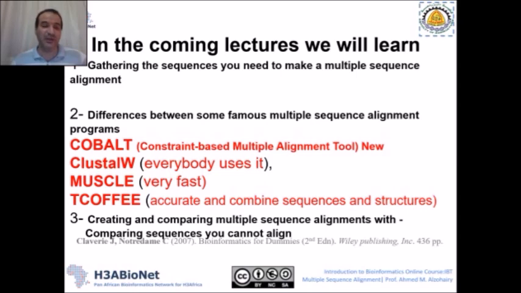The first thing is how to gather sequences, and we will have a lecture about that, maybe the next one. And also we'll see some differences in some very famous multiple sequence alignment programs like ClustalW or Clustal Omega, MUSCLE, and T-Coffee. They are just examples, and these are four famous programs that everybody uses, and we'll see the difference between each one of them and how and when we will use each one of them. Also, we'll learn in the coming lectures creating and comparing multiple sequence alignments, and comparing sequences that you cannot align, as we mentioned before.